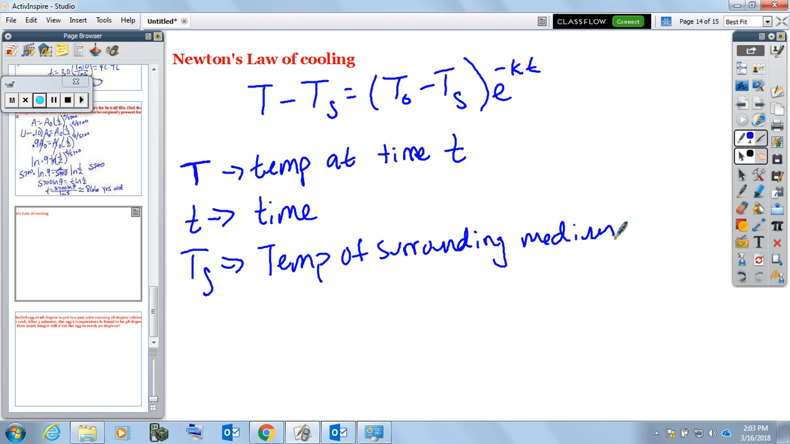And the last thing that you see is T naught, or T sub 0, and that's going to be your initial temperature, or the temperature when t equals 0, okay? And of course, k is our constant of decay or growth in this example. So here's Newton's law of cooling. How can we utilize it in application?